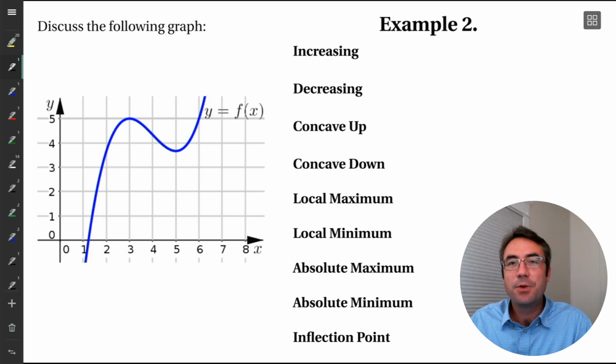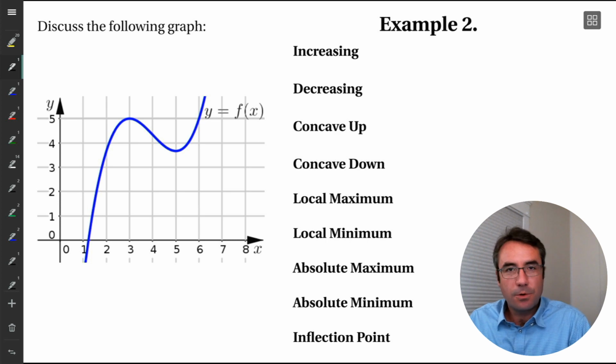All right, in this example, we're given the graph of a function y equals f of x. What we're going to do is go through and identify all the intervals where our function's increasing or decreasing, all the intervals where it's concave up, concave down, and then we're going to identify all the interesting points: local max, local min, absolute max, absolute min, and inflection point.